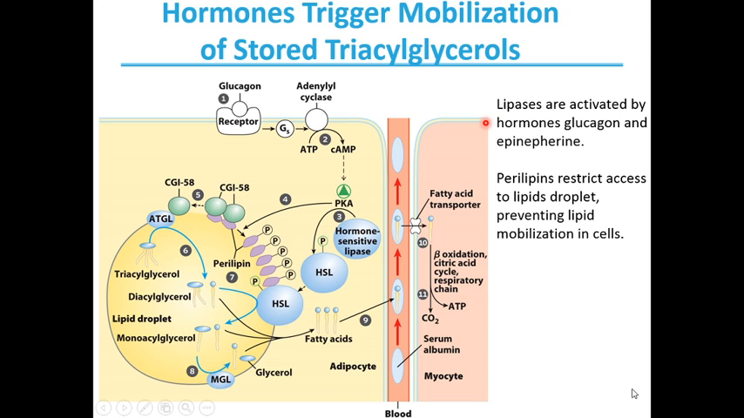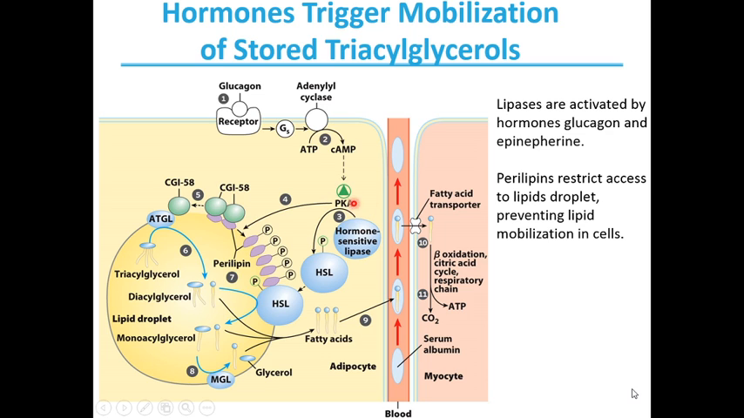This slide gives a pretty good description of how hormones trigger mobilization of stored triacylglycerols. We have seen how neutral lipids are stored in adipocytes in the form of lipid droplets. When low levels of glucose in the blood trigger release of hormones, this is glucagon. Glucagon binds to a receptor, which is a G protein-coupled receptor. And we all know how a G protein-coupled receptor works. Once the GPCR is activated, the Gs protein further activates adenylyl cyclase, an enzyme that triggers the formation of cyclic adenosine monophosphate, or cAMP. cAMP then further activates PKA, or protein kinase A.